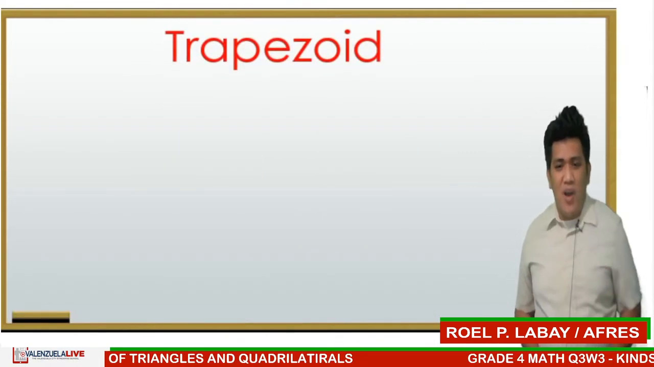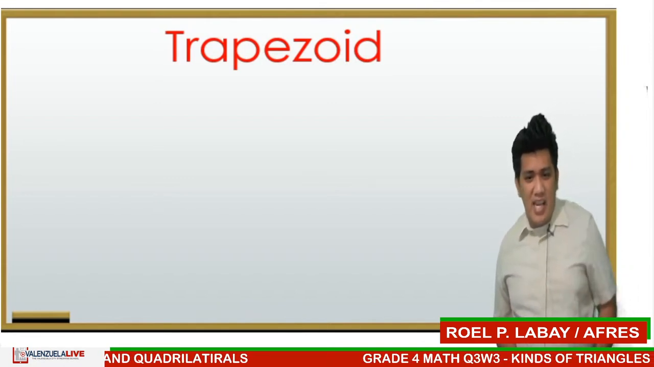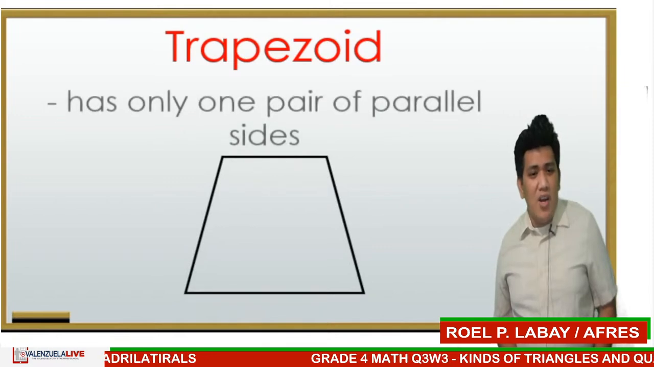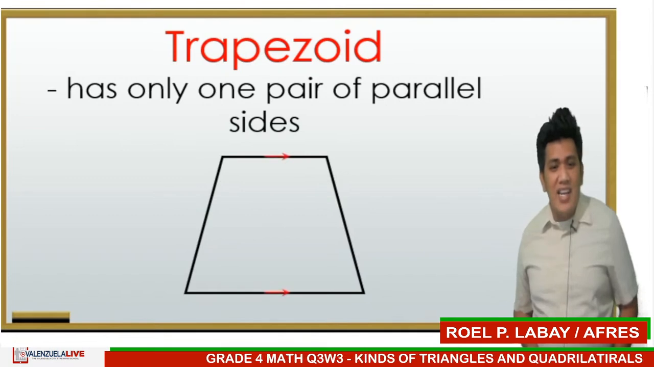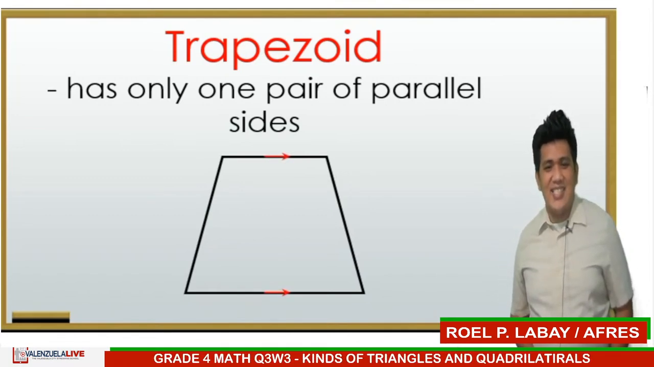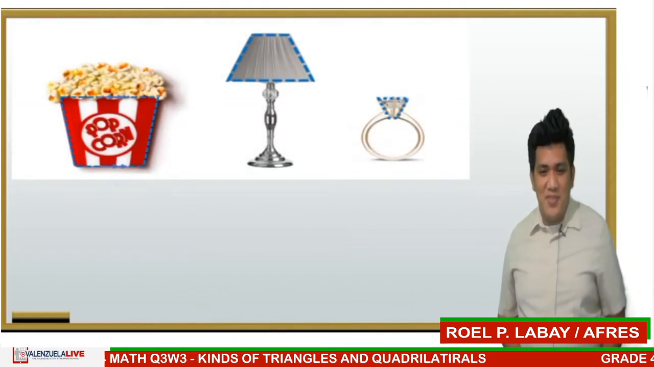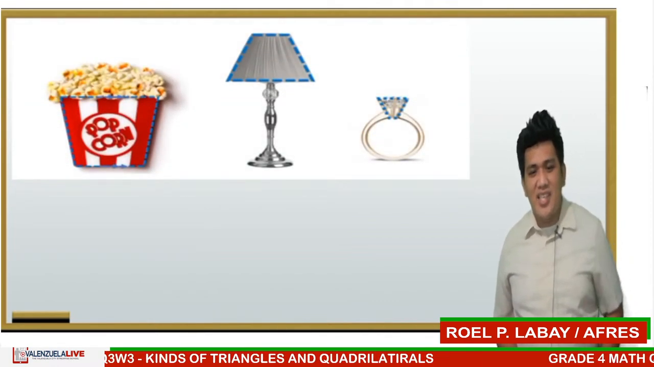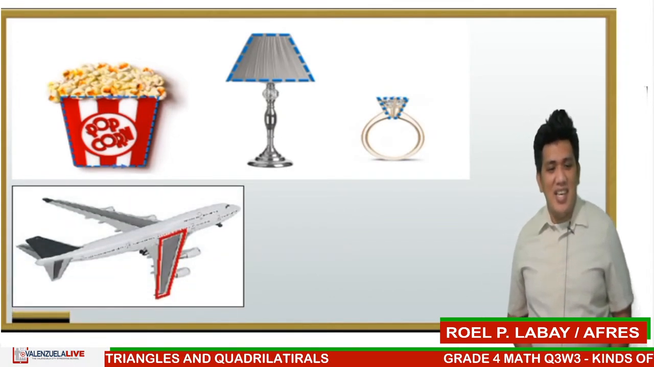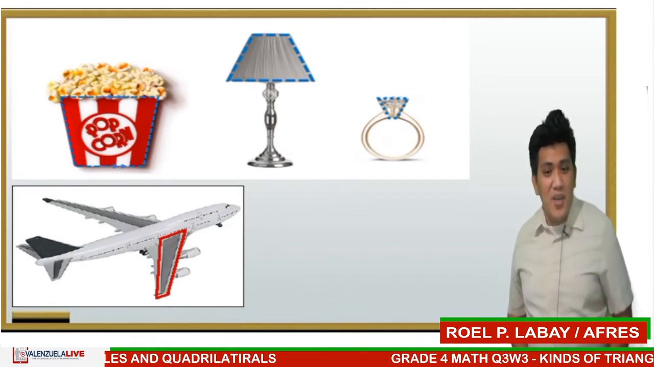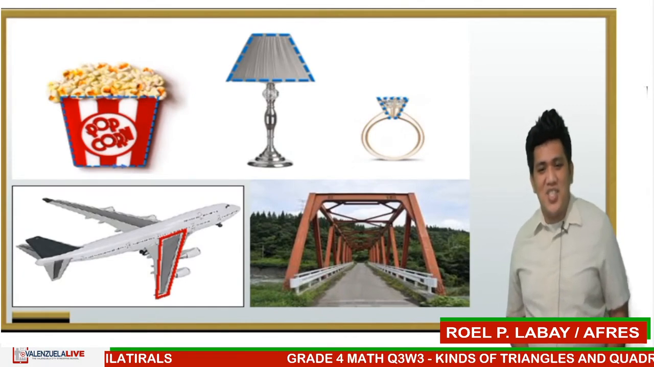The last one is what we call the trapezoid. Trapezoid is not a parallelogram. Why? Because it has only one pair of parallel sides. These are some examples of trapezoids: the lampshade, the diamonds, and the popcorn. Also the wing of an airplane and the design of a bridge.